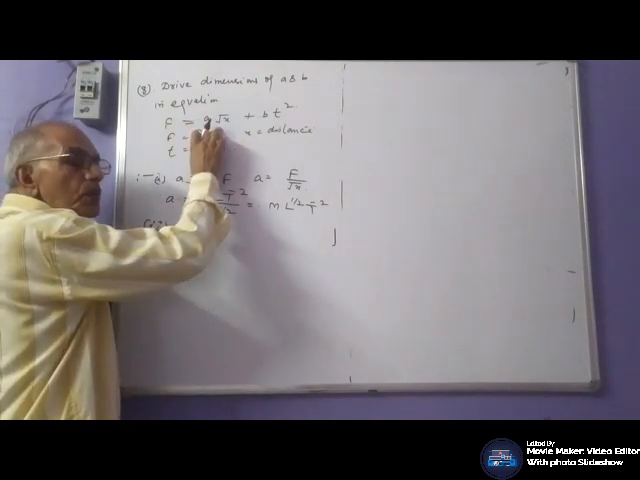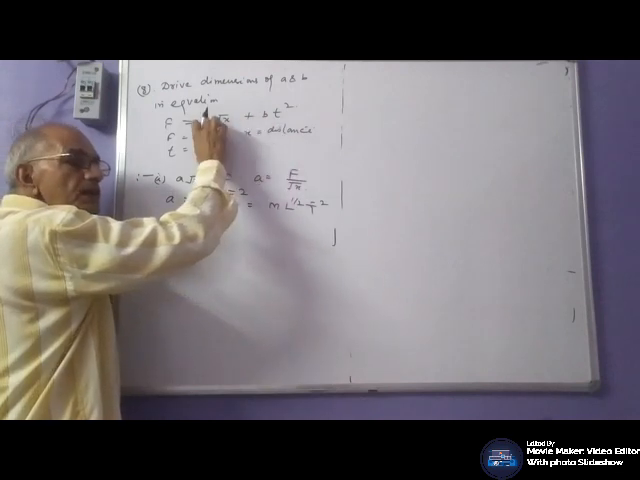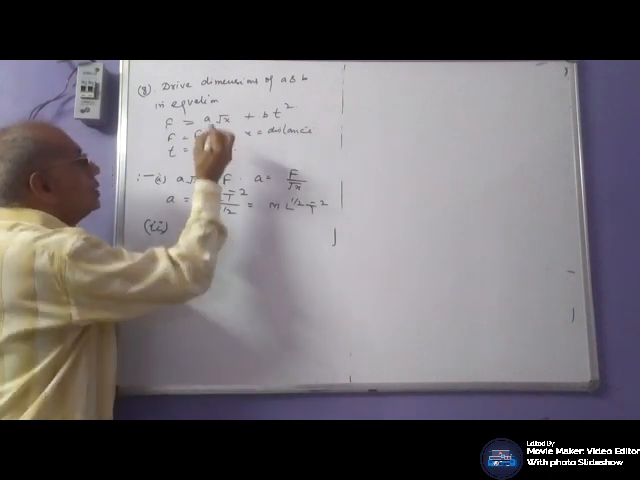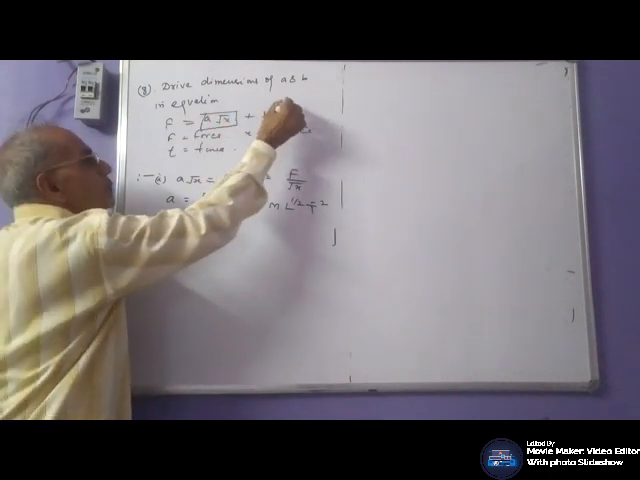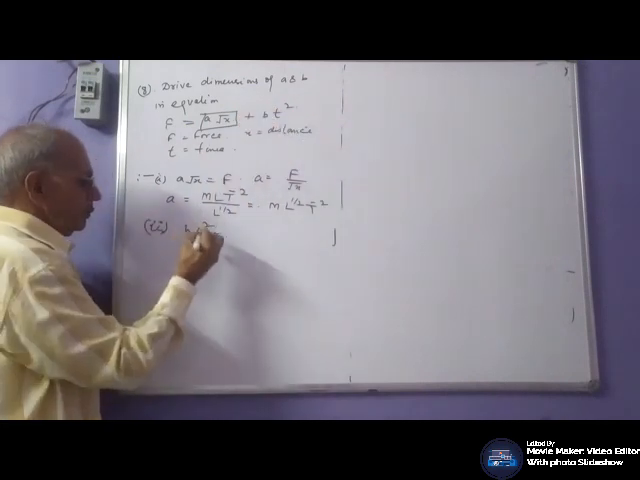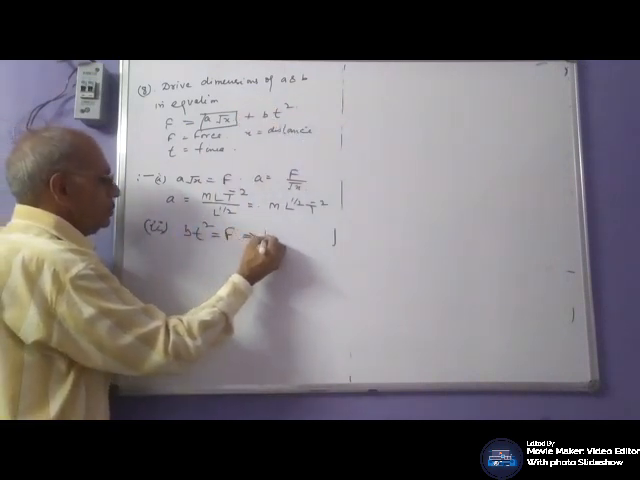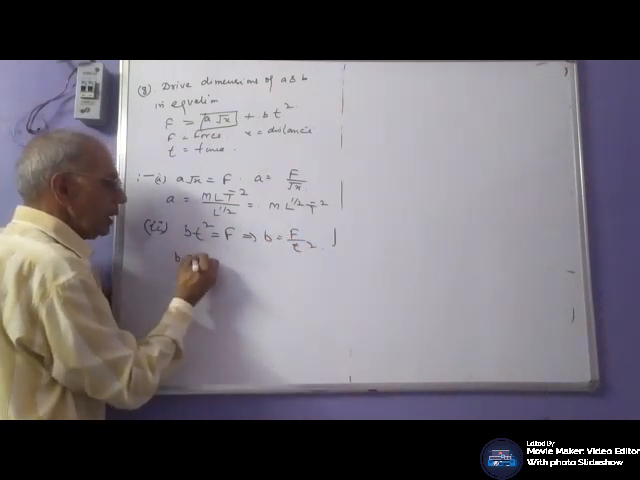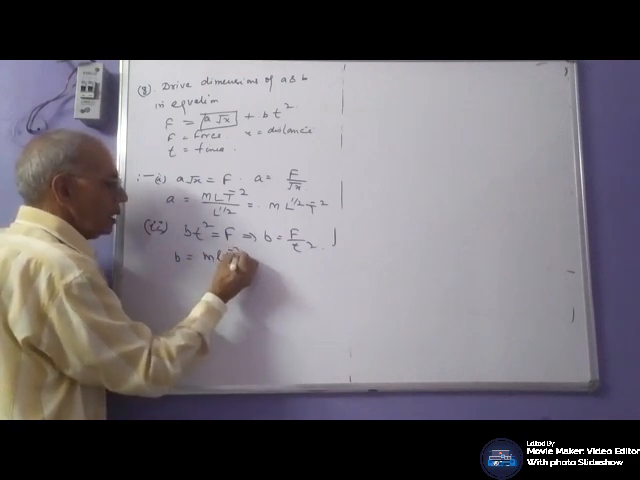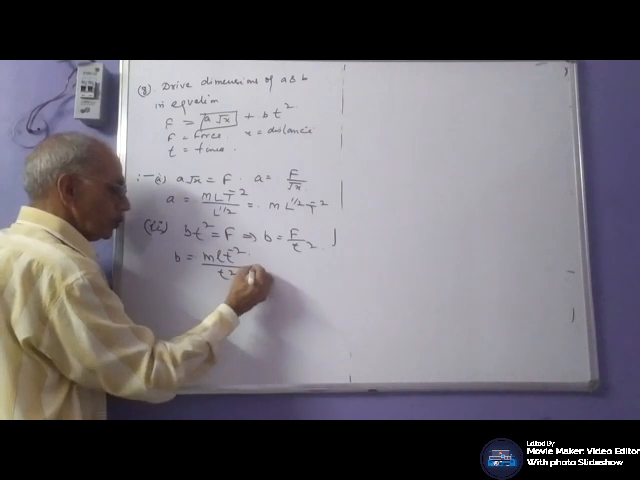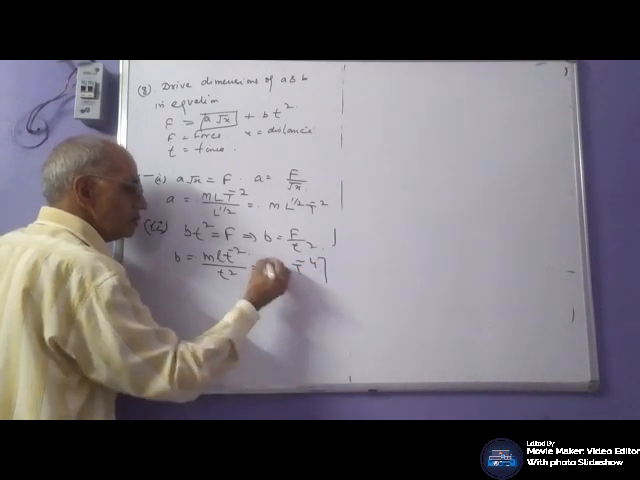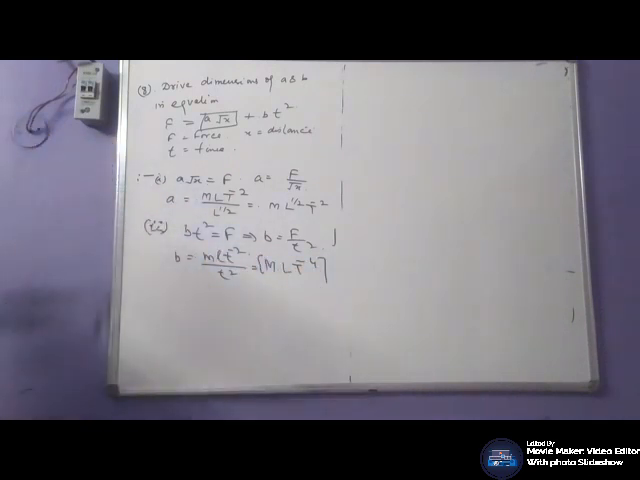Force is always equal to force, and force is added to force. So Bt square is what? If this is F, this will be what? F is added in this. So what is B? It is F by T square. F is MA, so B is M L T minus 2 over T square, capital M, capital L, minus T4. These are the dimensions for A and B in this equation.